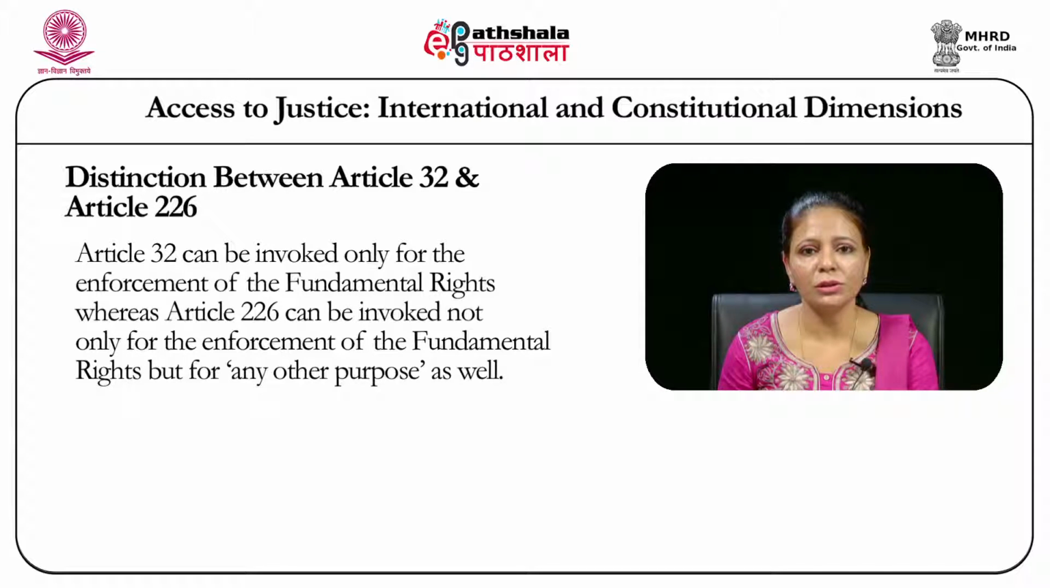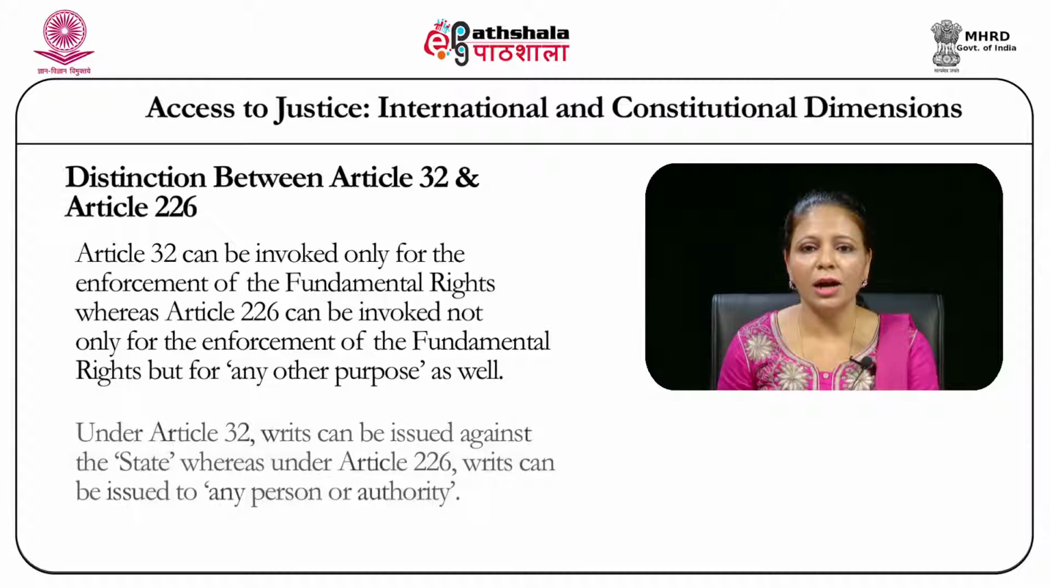By and large, the fundamental rights are available only against the state, which is defined in Article 12 of the Constitution. Article 12 is relevant only for the enforcement of the fundamental rights under Article 32. Under Article 226, writs can be issued to any person or authority. It may cover any person or body performing public duty. The duty must be judged in the light of positive obligation owed by the person or authority to the affected party. The positive obligation may be imposed by statute, common law, custom, or even contract.